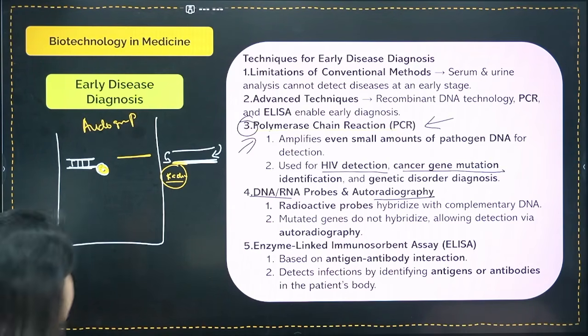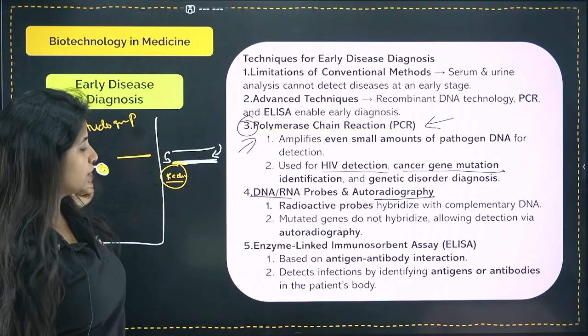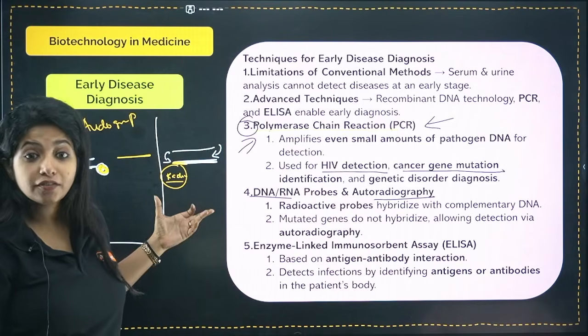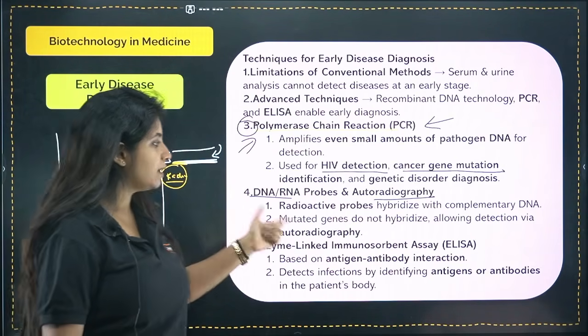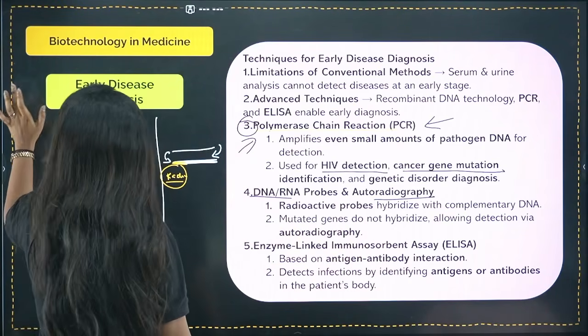Okay. Got it? So radioactive probes hybridize with the complementary ones. Mutated genes do not hybridize, allowing detection using autoradiography. Got it? Yes, that's all. That's the second method. The third is enzyme-linked immunosorbent assay, which is ELISA. That is also a method used in biotechnology.